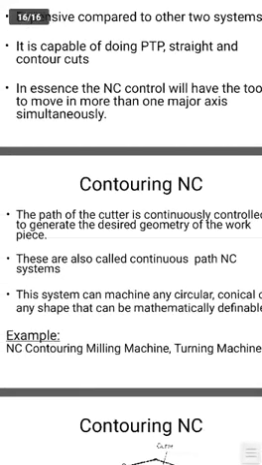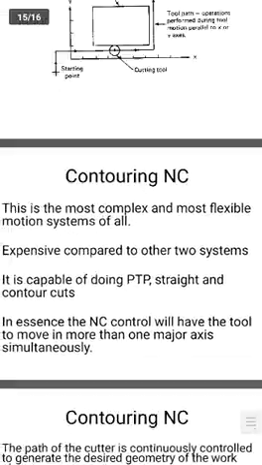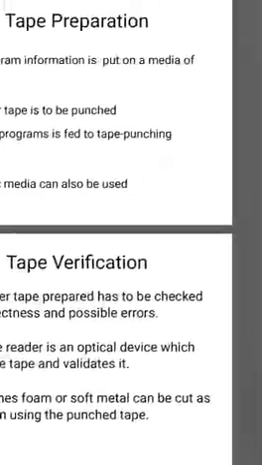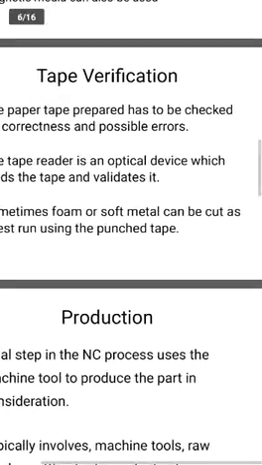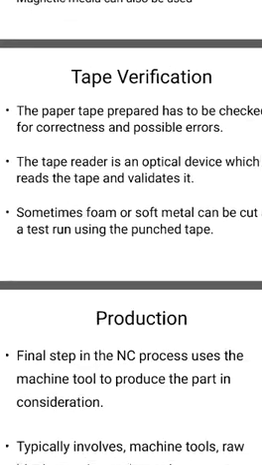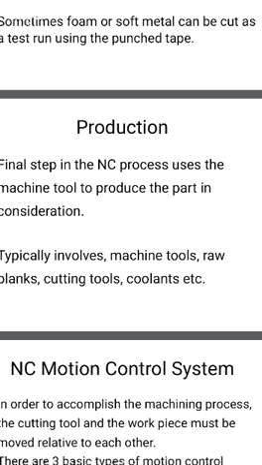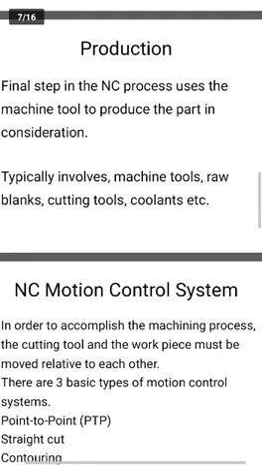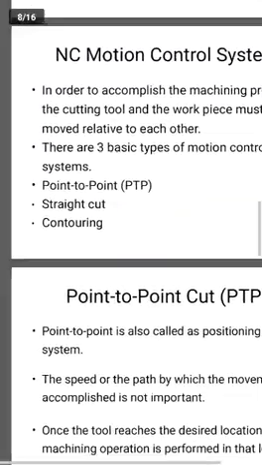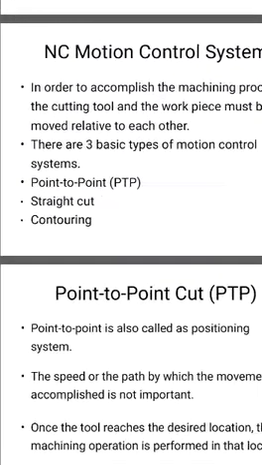So today what we have studied is the manufacturing methodology of NC systems, which has five types: process planning, part programming, tape preparation, tape verification, and production. We have seen different types of production and how it runs. Next, we have seen the classification of NC machine tools or NC motion control systems, according to the motion positions.